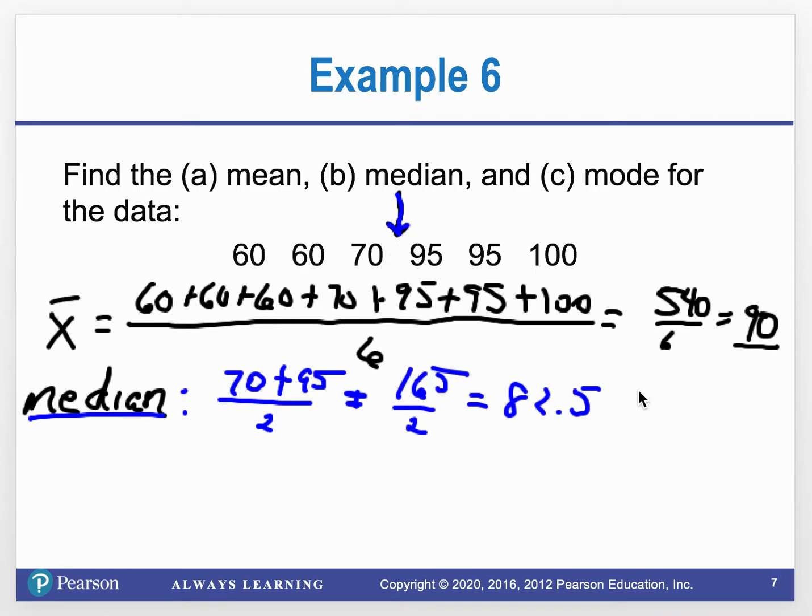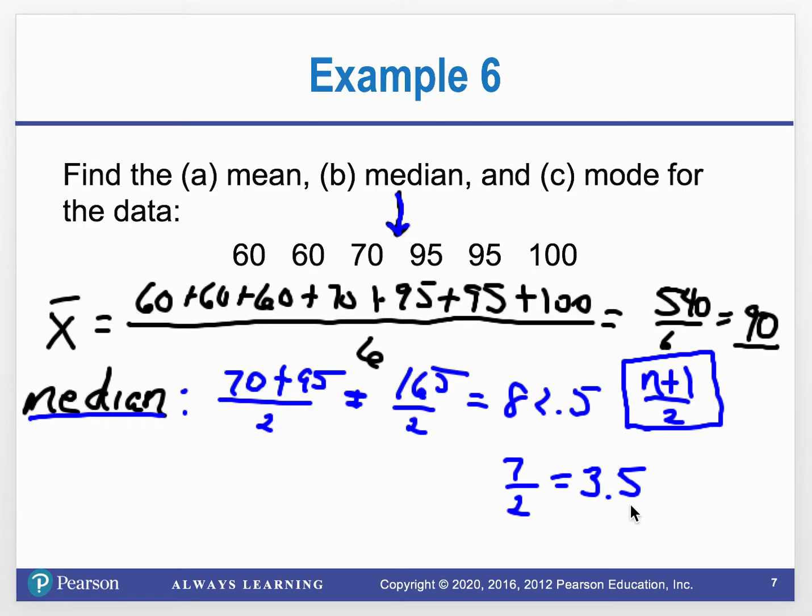So I also have this formula that I want to remember: n plus 1 over 2, where n is the number of data items. So in this case, 1, 2, 3, 4, 5, 6. So 6 plus 1, 7 over 2. Now be careful, a lot of times people think that's telling me the median, but it's telling me the position of the median. So this means 3.5, I need the number that's halfway between the third and the fourth data item.